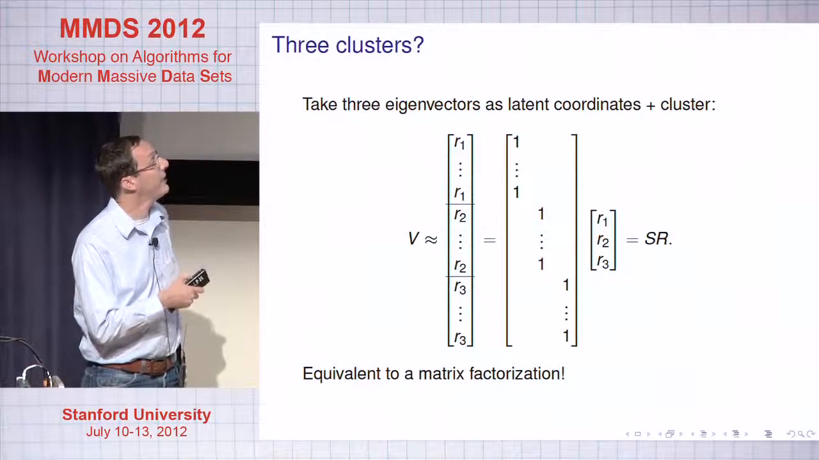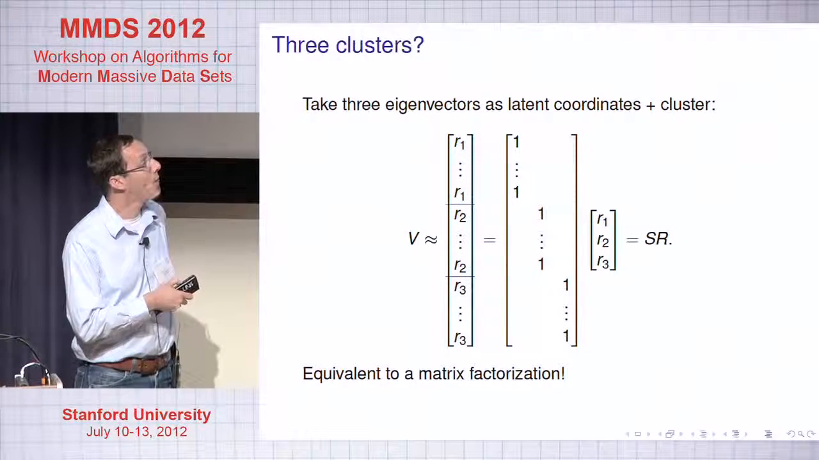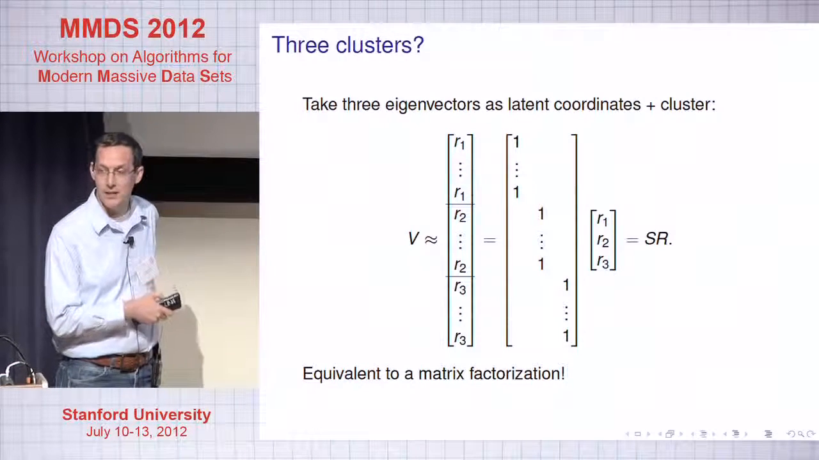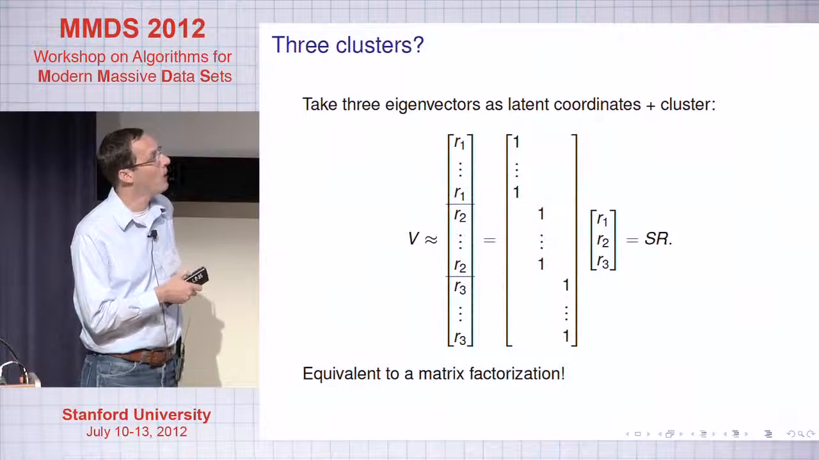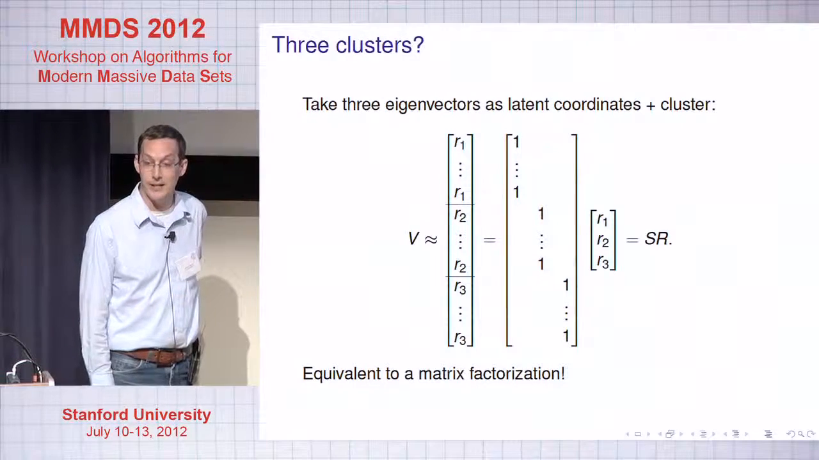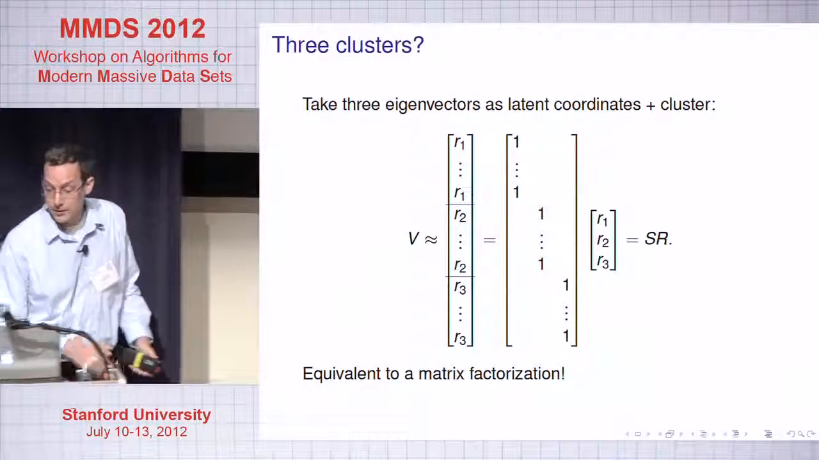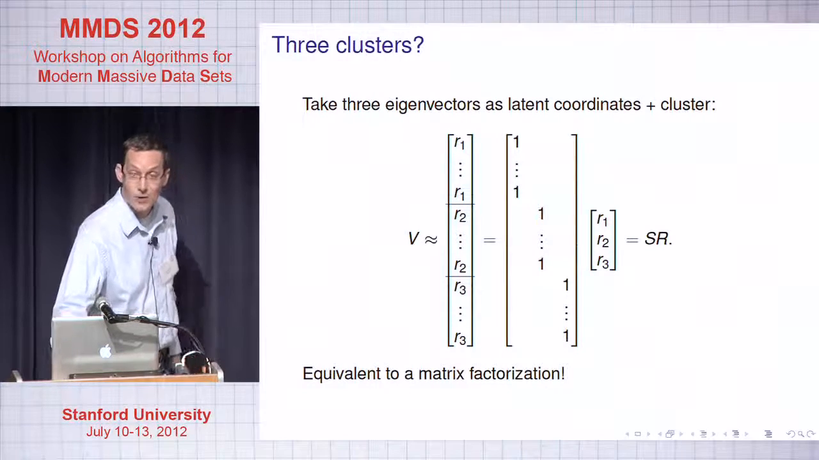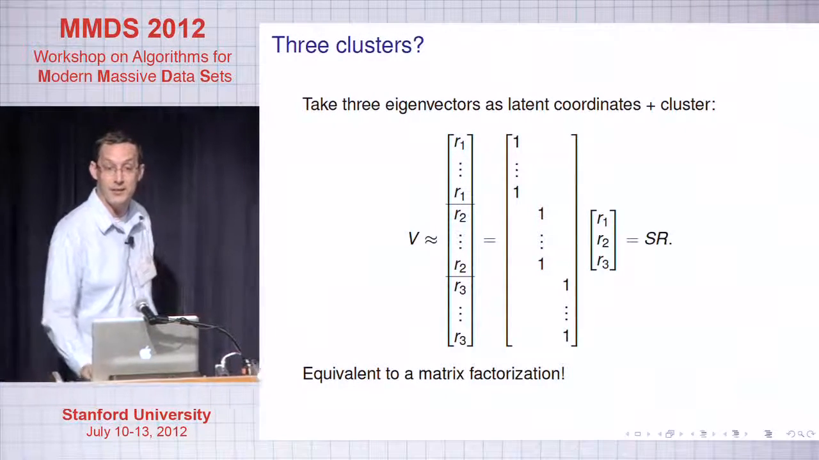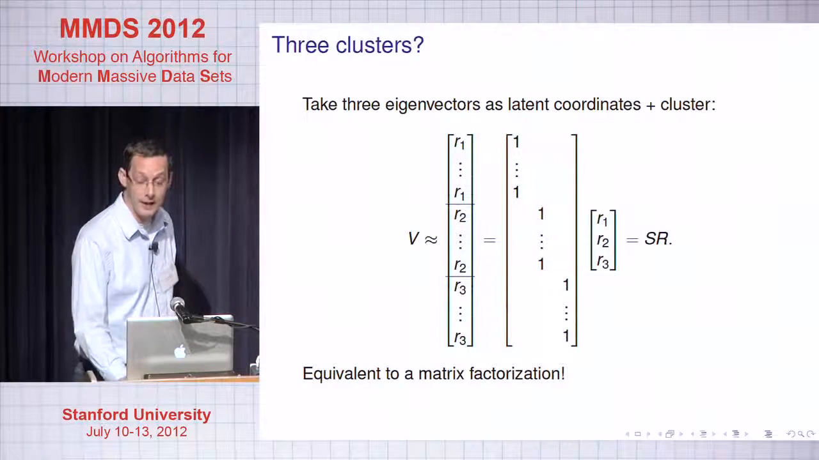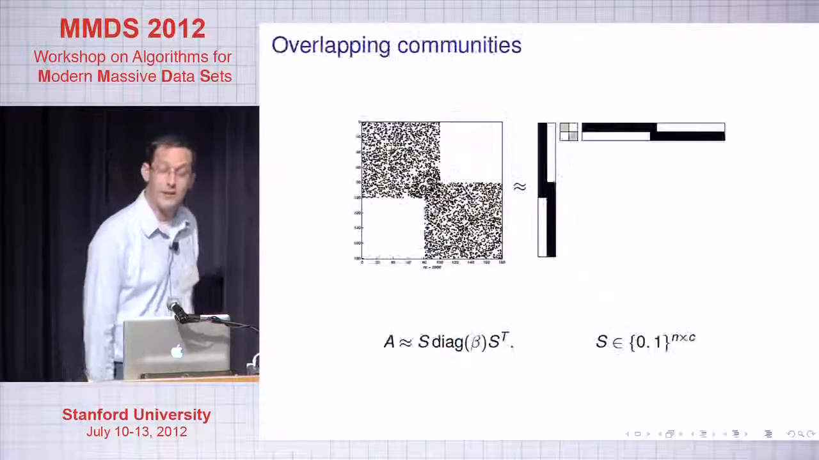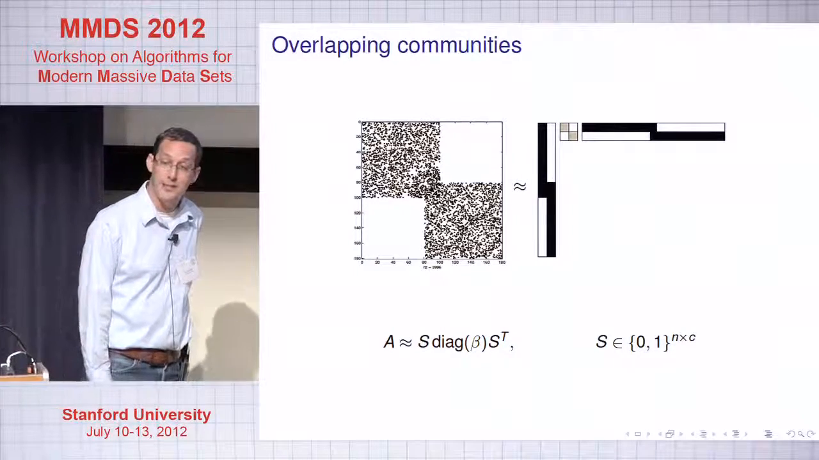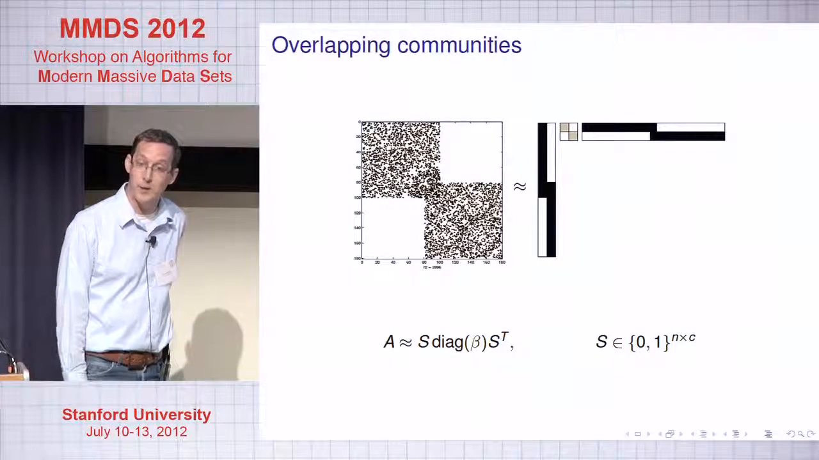So we've got indicators for the different communities multiplied by a matrix, which in this case would be a 3 by 3 matrix, saying what the direction for each community is. Right? So you can think about this in terms of get latent coordinates and do k-means, or you can think about this in terms of a matrix factorization. The advantage of thinking about this in terms of a matrix factorization is if I start to overlap the communities, it becomes a little bit simpler to think about what to do.